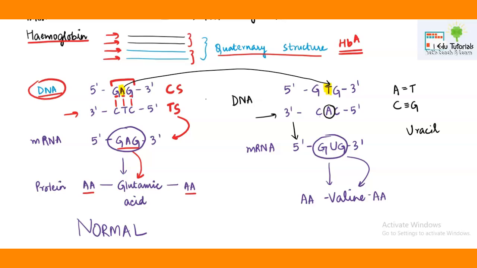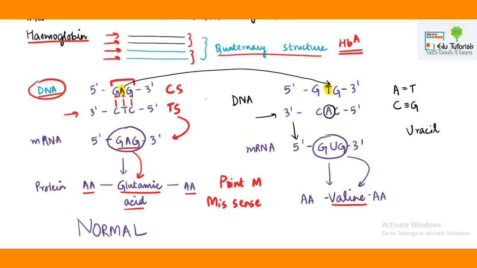Now, because of the change in a single base, what has happened? The amino acid has also been changed. So this is an example of point mutation, which comes under gene mutation, right? This is a type of missense mutation also, because earlier the amino acid was glutamic acid. Now the amino acid has changed to valine. So this is a type of point mutation. It can also come under missense mutation. I will be making a separate video on it. So glutamic acid has been changed to valine.